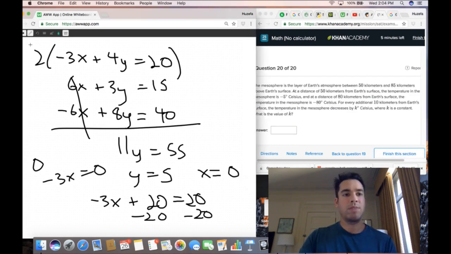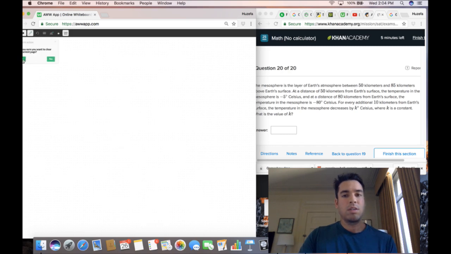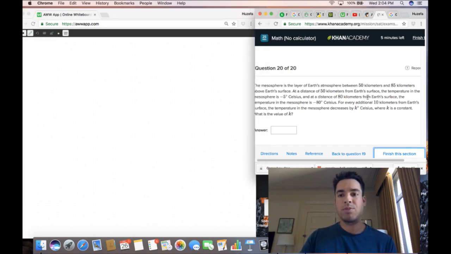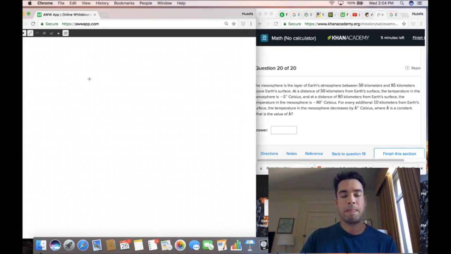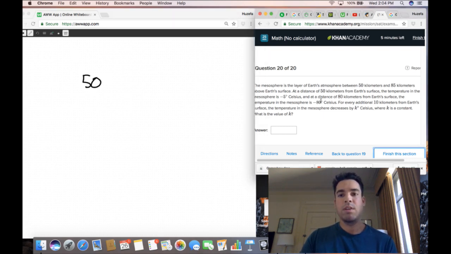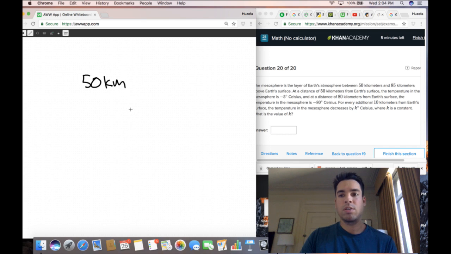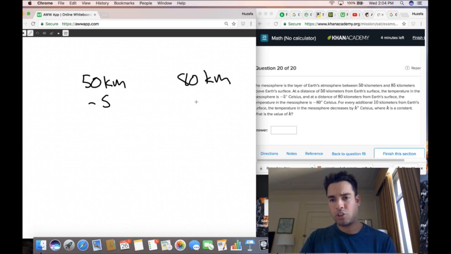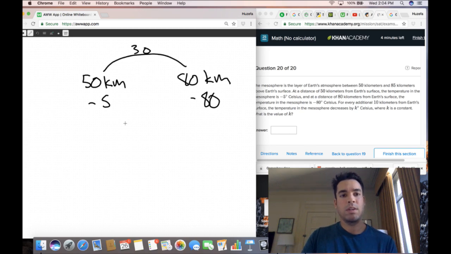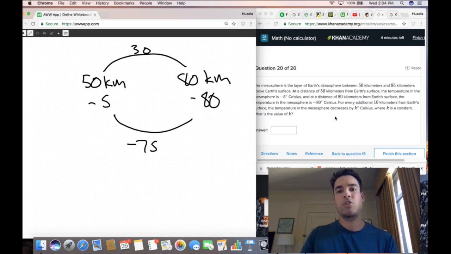Last question. We've got a good 5 minutes left. So it says the mesosphere of Earth's atmosphere is between 50 and 85. At 50 kilometers, the temperature is negative 5. At 80 kilometers, the temperature is negative 80. Okay, so this jumps by 30, and this goes down by 75. For every 10 additional kilometers from Earth's surface, the temperature in the mesosphere decreases by k, where k is a constant. What is the value of k?